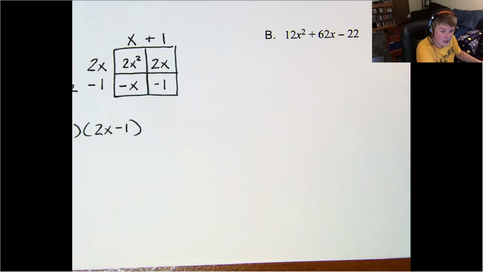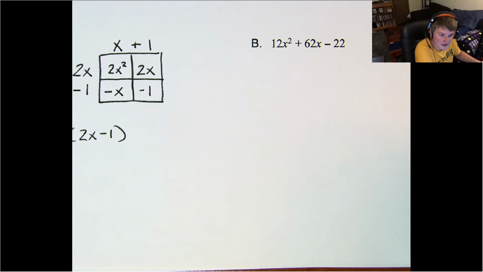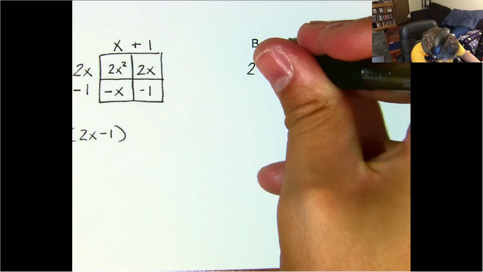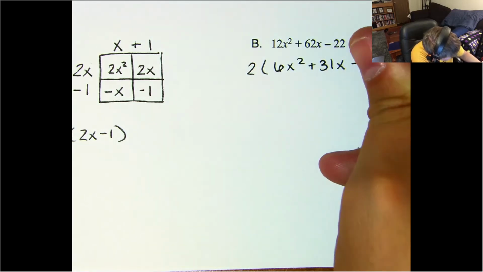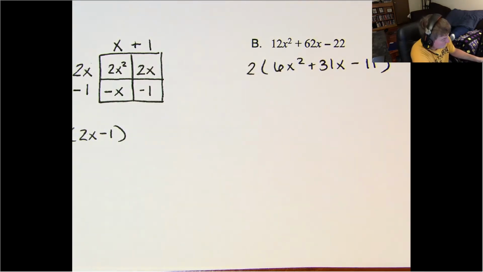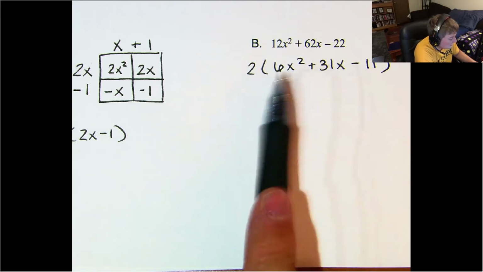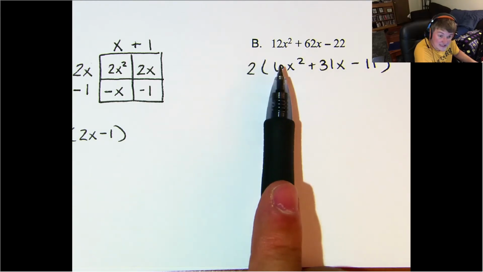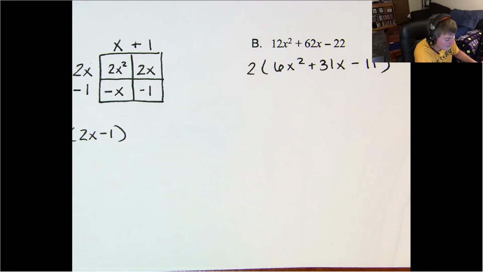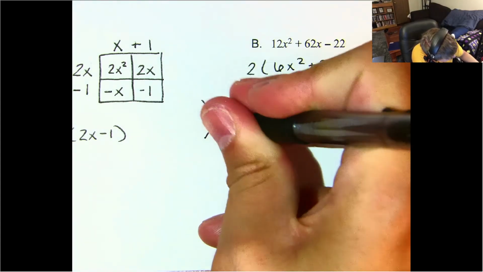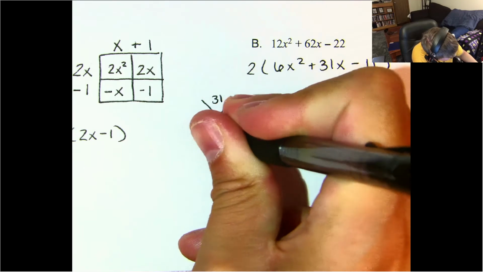Okay, letter B, this does have a greatest common factor. So I'm not 100% sure what's dividing into 62, so I'm just going to start by taking a 2 out and seeing what happens. So I'm going to say this is 6x squared plus 31x minus 11. And then I can just look at the smaller numbers like 6 and 11, like 1, 2, 3, and 6 all divide into 6. And only 1 divides into 11. So that means I did take out the greatest common factor. So I'm going to start my X box. I'm going to have 31 here and negative 66 here.